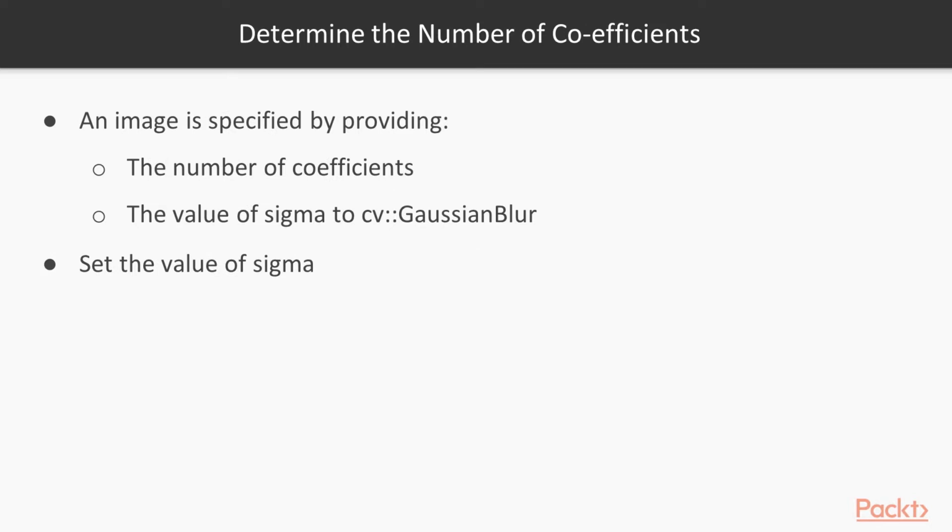With OpenCV, the Gaussian filter to be applied to an image is specified by providing both the number of coefficients and the value of sigma to CV Gaussian blur. You can also simply set the value of sigma and let OpenCV determine the appropriate number of coefficients. The opposite is also possible, where you input a size and a value of 0 for sigma. The sigma value that best fits the given size will be determined.